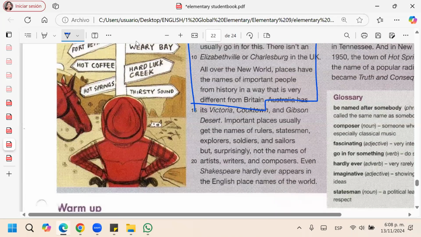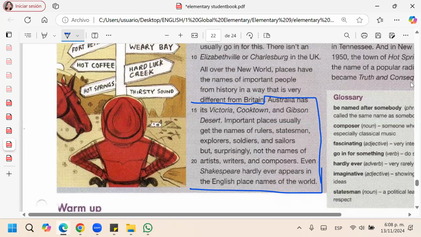Let's see in Australia. Let's see, Australia here. Who wants to read this from Australia? Come on. Who wants to read that one? No one? Maybe Oriana again? Or Kelvin? Yeah, okay. Australia has its Victoria, Cooktown, and Gibson Desert. Important places usually get the names of rulers, statesmen, explorers, soldiers, and sailors.